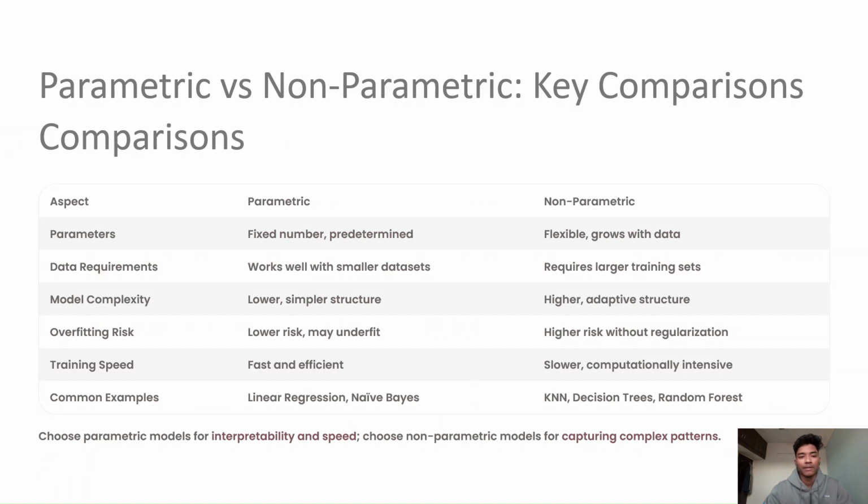Now let's discuss their comparison. Here's a quick comparison. Parametric models have a fixed number of parameters while non-parametric models grow with data. Parametric works well with small datasets, non-parametric needs more data. Parametric models are simpler and faster. Non-parametric models are more flexible but slower. Parametric has lower risk of overfitting. Non-parametric has higher risk of overfitting. In simple terms, choose parametric for speed and interpretability. Choose non-parametric when you want to capture complex relationships.